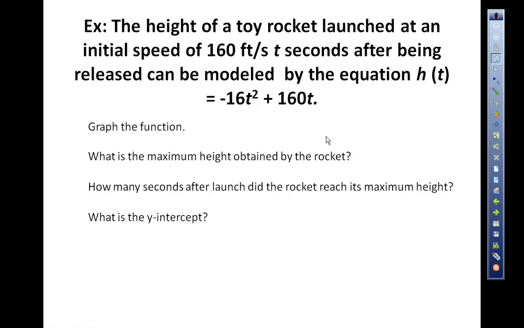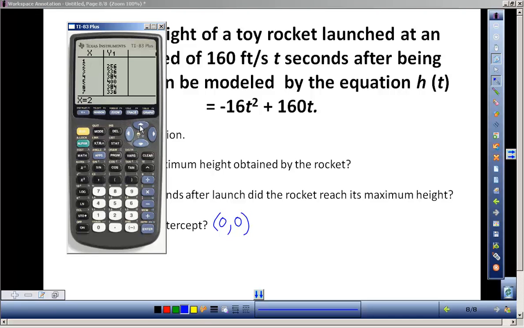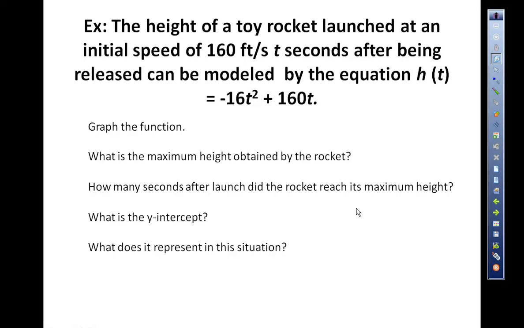Next question, what is the y-intercept? The y-intercept is where x equals 0. Plug in 0. 0, that goes away. 0, that goes away. The y-intercept is 0, 0. You could have also looked at the calculator, gone up here to where x equals 0 and looked. Oh, 0, 0. There's my y-intercept.